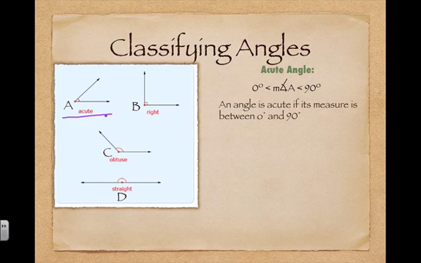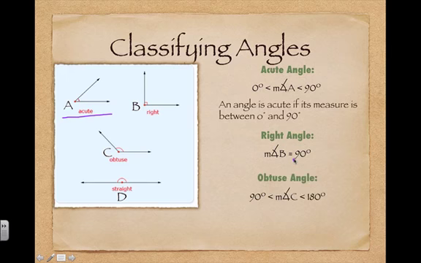Okay, I'm going to fly through these next ones pretty quickly, and you can pause the slide here if you need to write things down. So our next one is the right angle. A right angle, mathematically, means that the measure of the angle is equal to 90 degrees. Okay, now go ahead and pause the video. I want you to write down the formal definition of what a right angle is. Okay, so hopefully you paused the video.